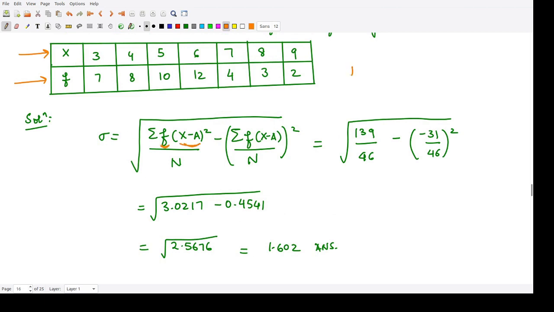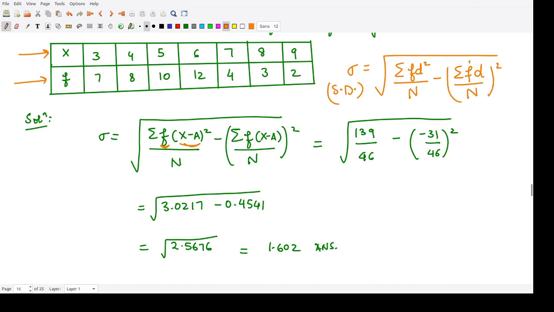So basically what is this formula? Sigma is equal to the standard deviation, that is equal to square root of summation frequency multiplied by deviation square divided by n minus summation frequency multiplied by deviation divided by n whole square. What is this quantity? This is actually the mean for this discrete series.